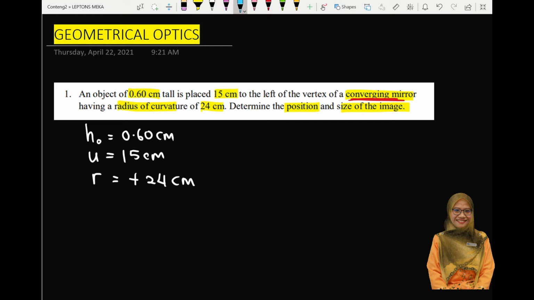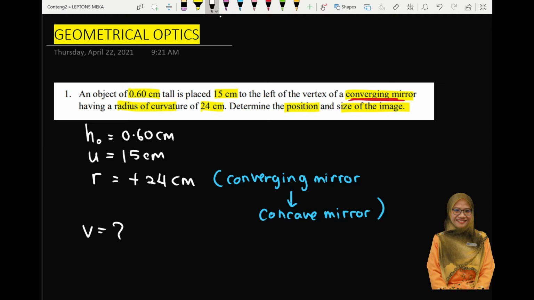Converging mirror stands for concave mirror, because converging means it brings light together. So this is all the information that you have, and we want to determine the image distance and also the height of the image.